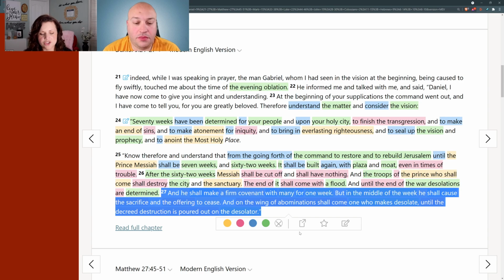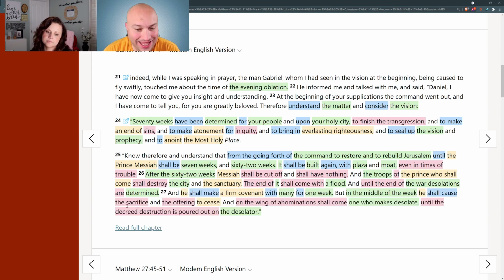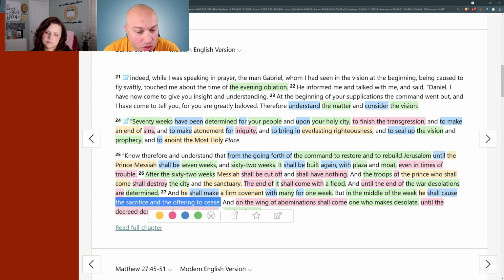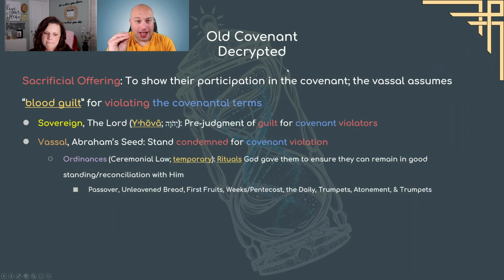But he shall make a firm covenant with many for one week, but in the middle of the week he shall cause the sacrifice and the offering to cease. And on the wing of abominations shall come one who makes desolate until the decreed destruction is poured out on the desolator. So this he is the Messiah the Prince. He will cause the sacrifice and offerings to cease. Because he now takes the place of the blood that we deserved on our own head, Christ took on his. Does that make sense?